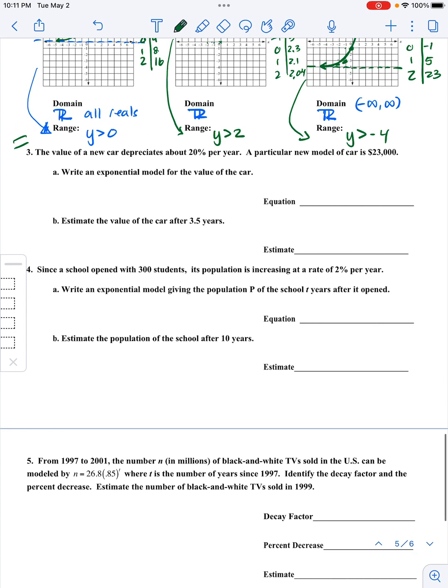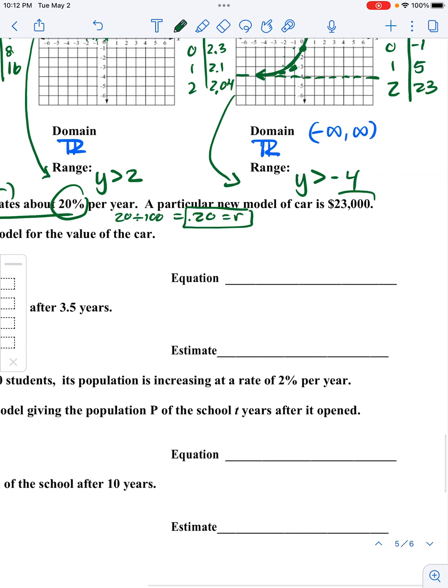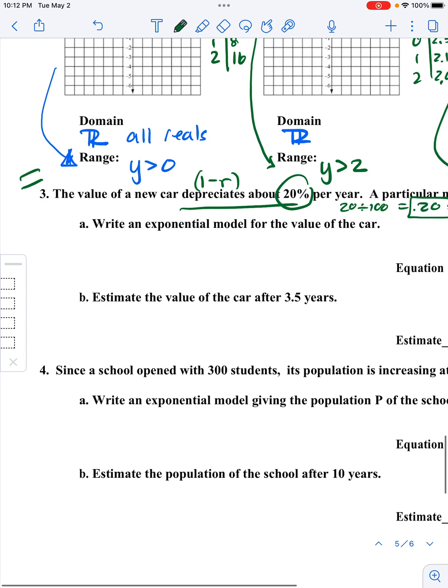So what are my formulas? Okay, the value of a car depreciates. That's going to be going down 20%. If you don't feel like you know how to get the decimal scooted over, just take the 20, divide it by 100, and it's going to give you 0.2 as an R value. That's your actual rate. Depreciating means you're going to be using 1 minus R. A particular model of car is $23,000. That's going to be the starting amount. Write an exponential model. That's just the equation.